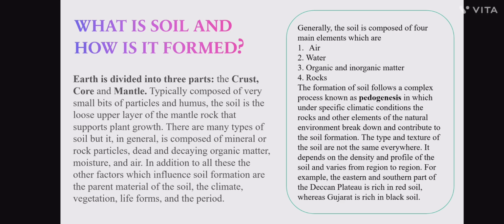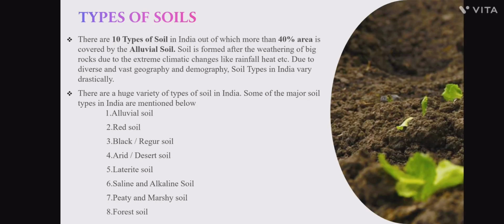Under specific climatic conditions, the rock and other elements of the natural environment break down and contribute to soil formation. The type and texture of the soil are not the same everywhere. It depends on the density and the profile of the soil and varies from region to region. For example, the eastern and southern part of the Deccan Plateau is rich in red soil, whereas Gujarat is rich in black soil. So now we come towards the types of soil.